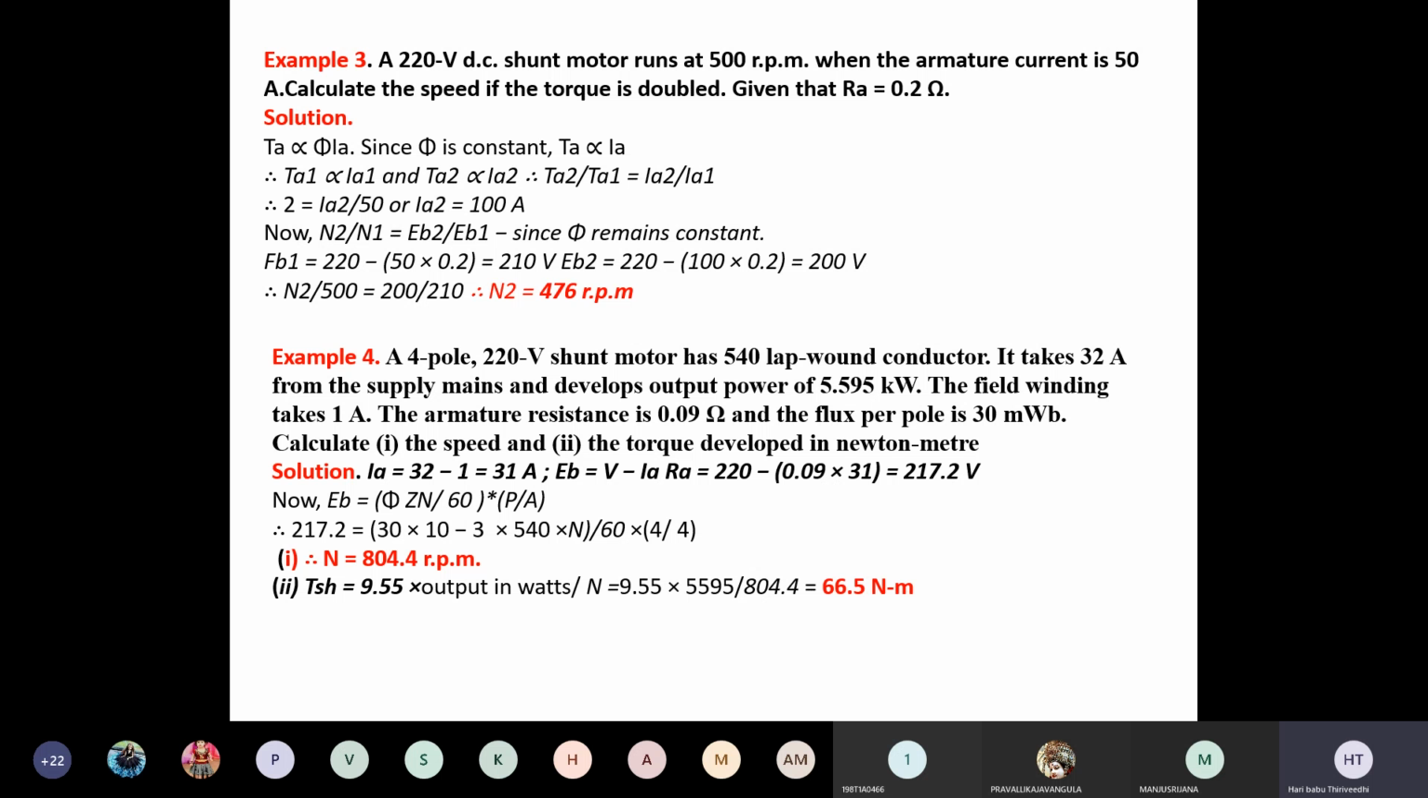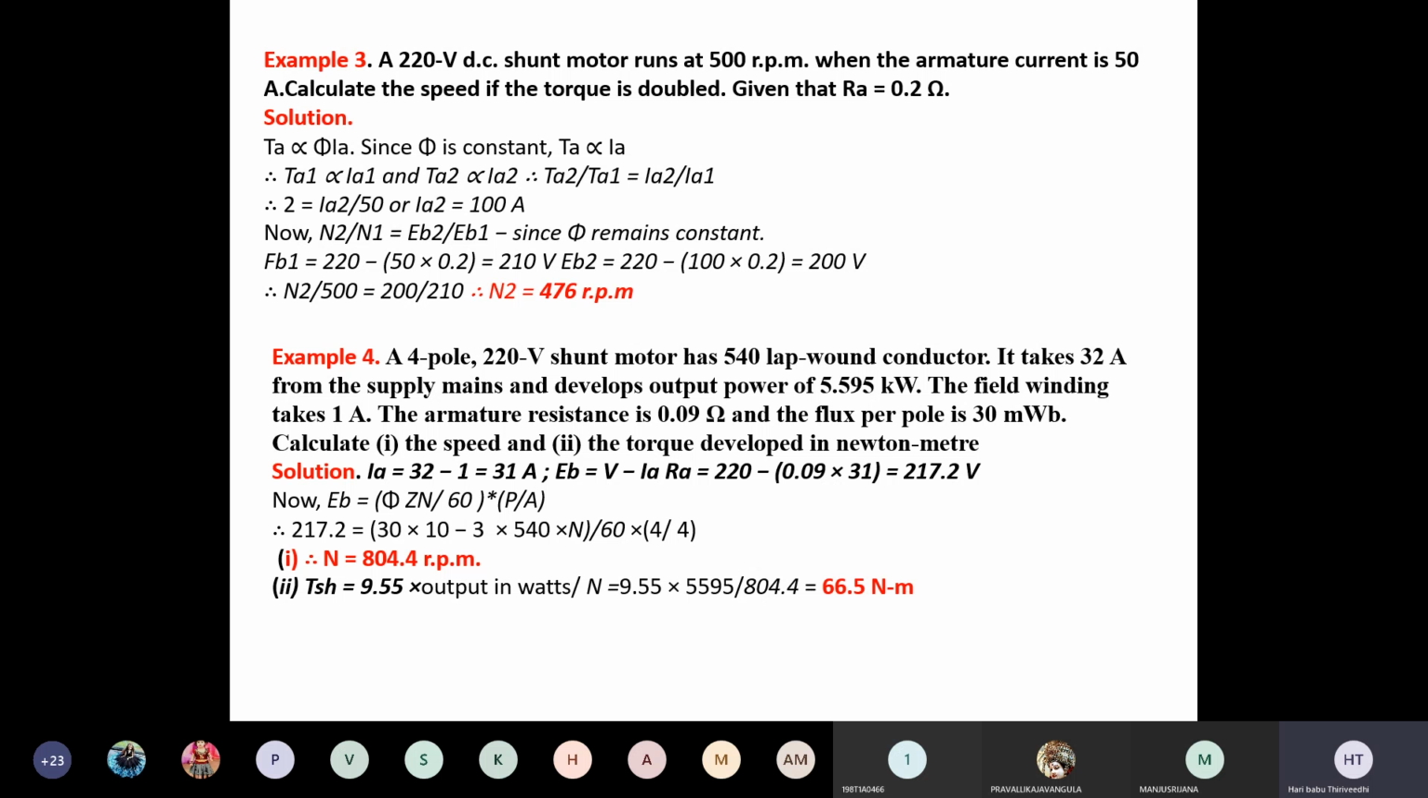By using the back EMF formula, EB is equal to phi Z N by 60 into P by A. So EB 217.2 is equal to 30 into 10 power minus 3 flux, Z 540, into N by 60, into 4 by 4. By rearranging all the values, we get the speed is equal to 804.4 rpm.